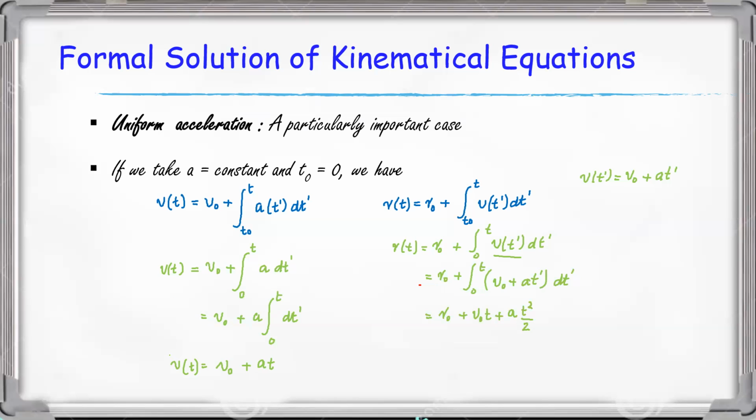Here both are vector equations, so we can represent the velocity and similarly the position vectors, that is r, r0, v0 and a.